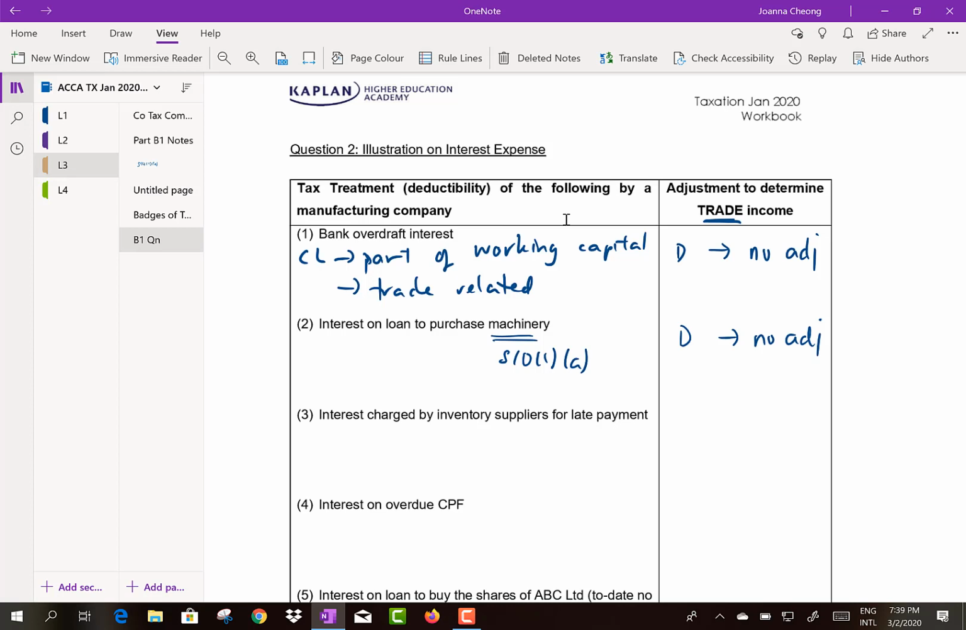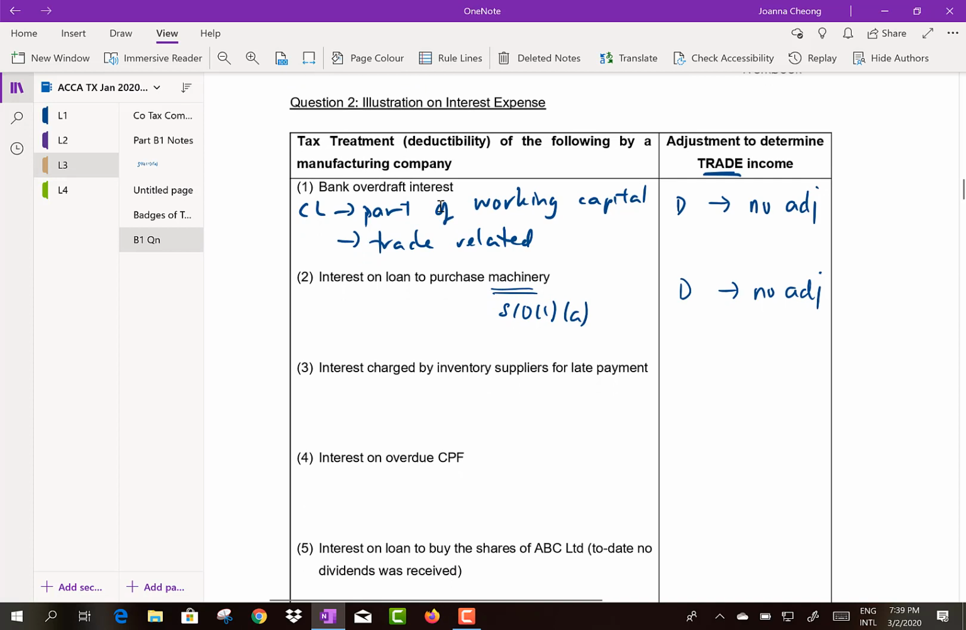What about the third one? So far, so good or not? Have you got your answer correct? Okay. Interest charged by inventory suppliers for late payment.